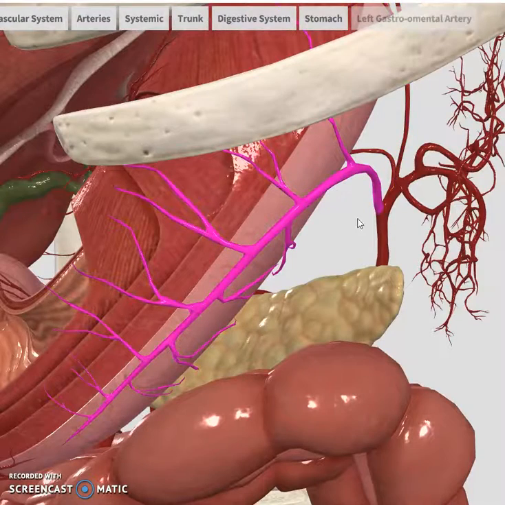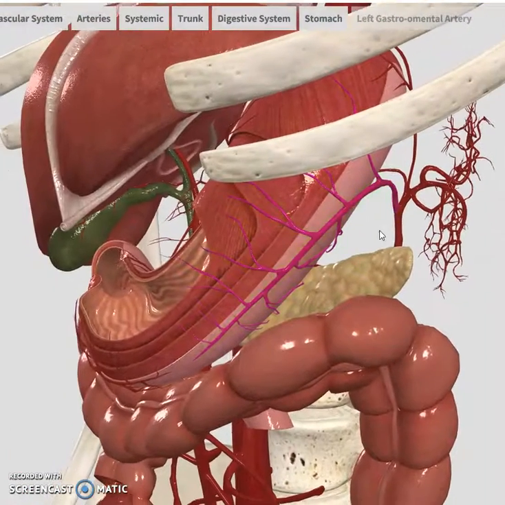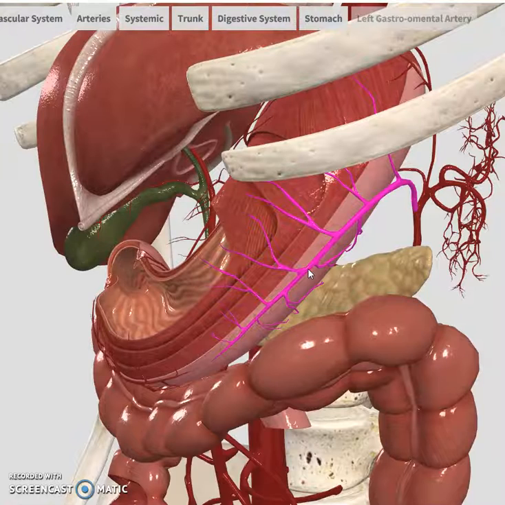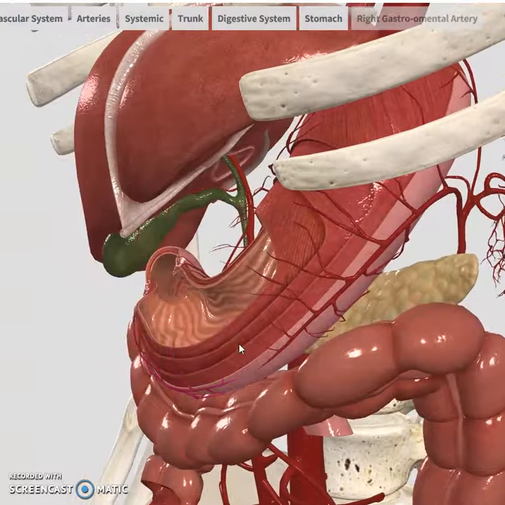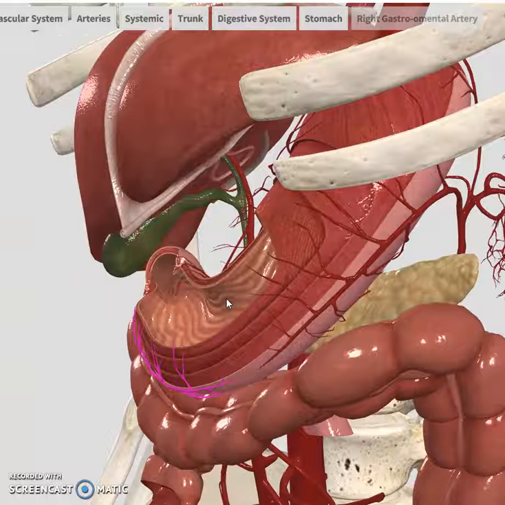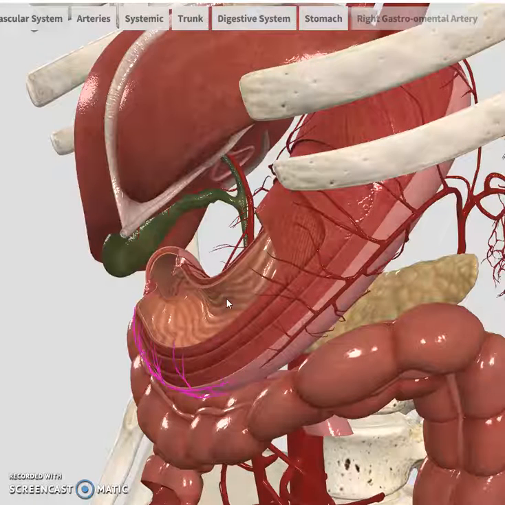the left gastroomental artery. This left gastroomental artery or left gastroepiploic artery will always form an anastomosis, or connection, at this place with the right gastroepiploic or gastroomental artery. This is the right side. But the right side is another branch. It's not part of the celiac, sorry, it's not part of the splenic artery.